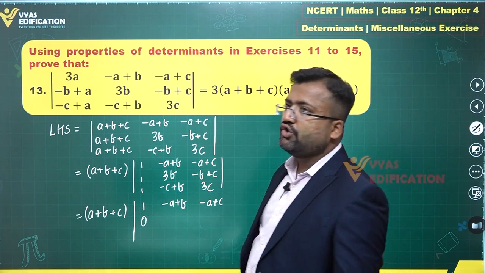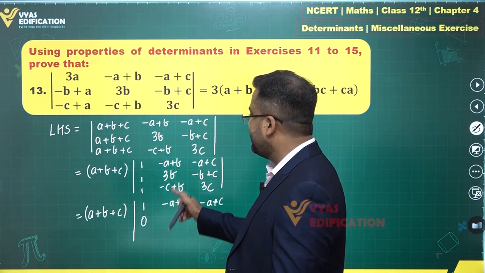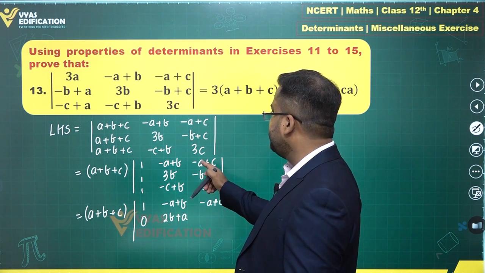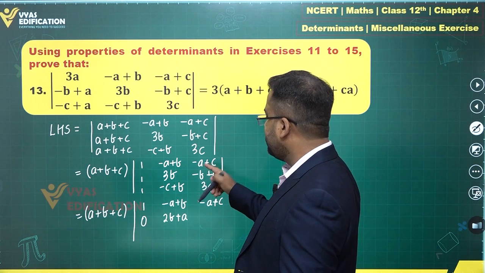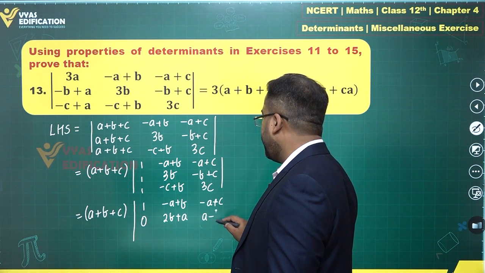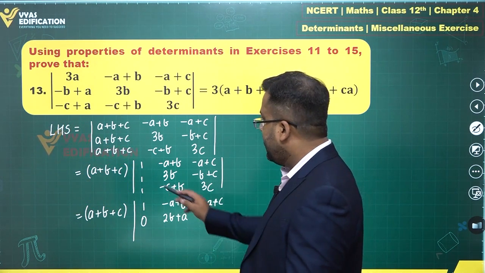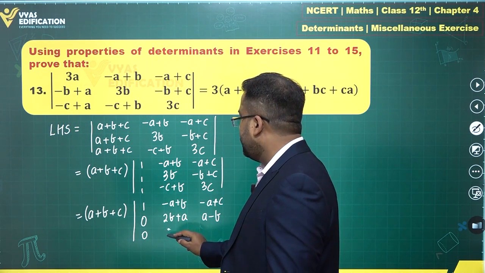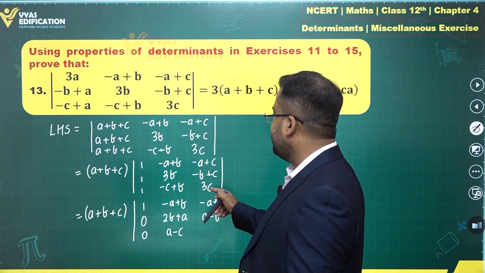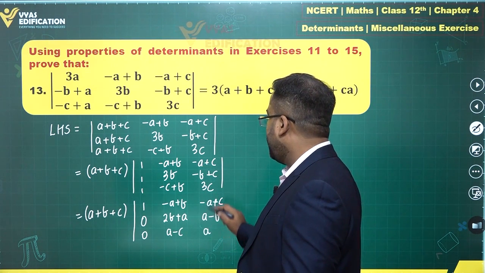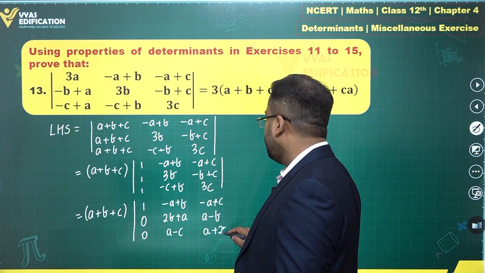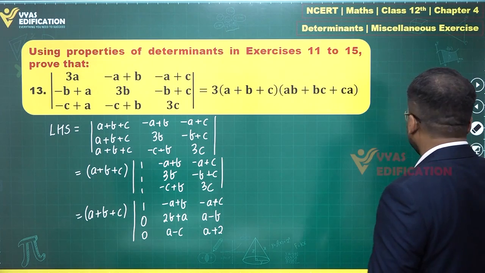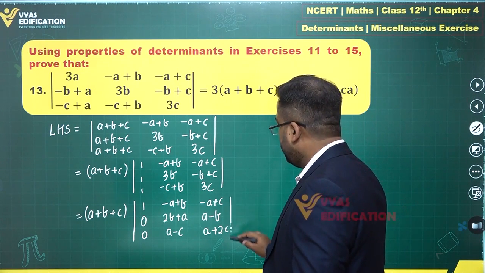This becomes a 0. R2 minus R1 is what I am doing. 3B minus A and minus B is actually 2B plus A. Minus B plus C and minus C will go, minus B plus A. This becomes A minus B actually. Is that okay? R3 minus R1 will become a 0. This minus this will be minus C plus A. This becomes a minus C. This here 3C plus A and minus this will become this. A plus 2C actually. This becomes A plus 2C. Okay. Now that is simple enough.